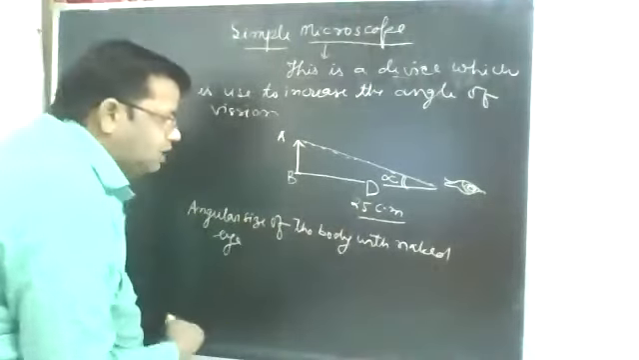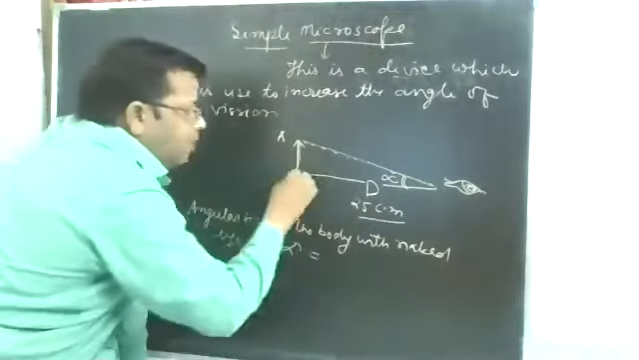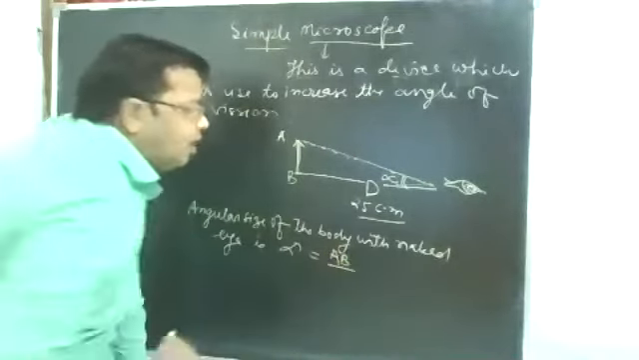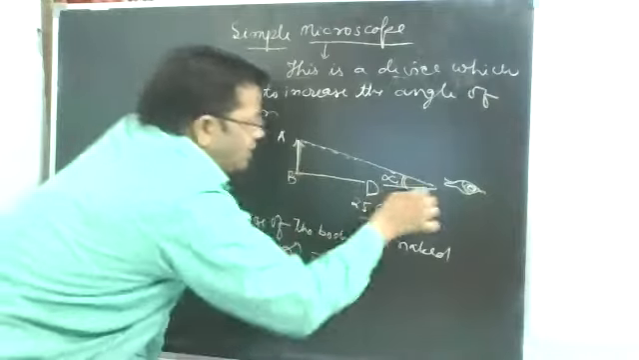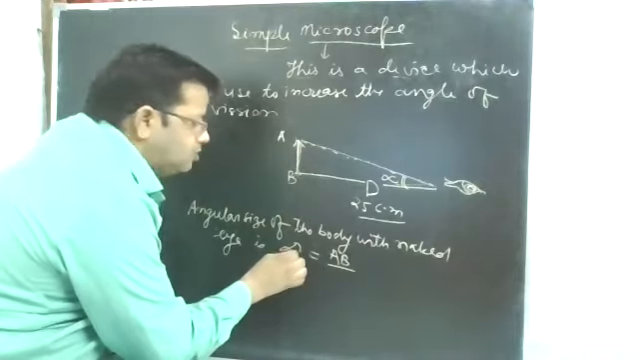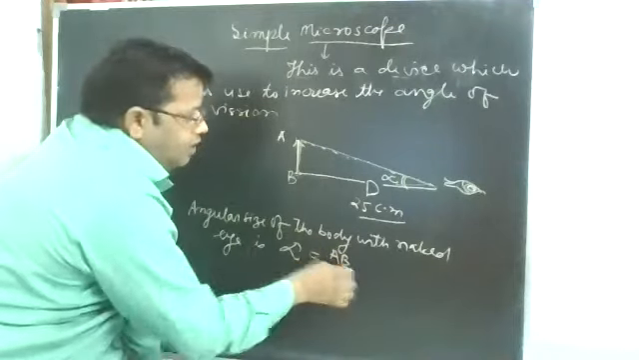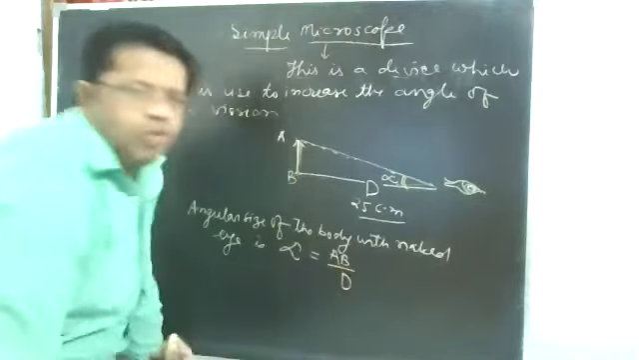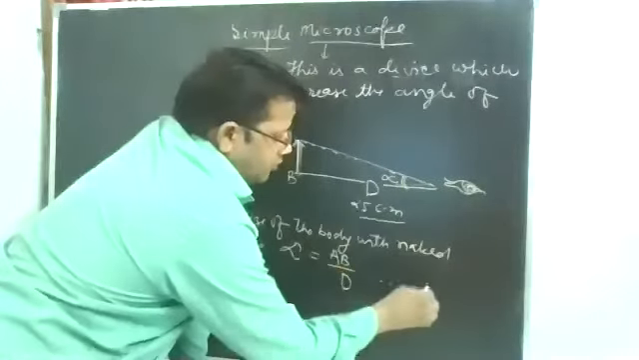So this angle is alpha, and this alpha can be written as P by B. What is P? AB. Because this angle is very small, and you know a smaller angle is always measured in terms of arc length upon radius. Here we are taking it in terms of tan theta. So the angle of vision with the naked eye of this body is alpha, and tan alpha is equal to P upon B. What is this distance? D. D is 25 centimeter. So you put this as equation 1.